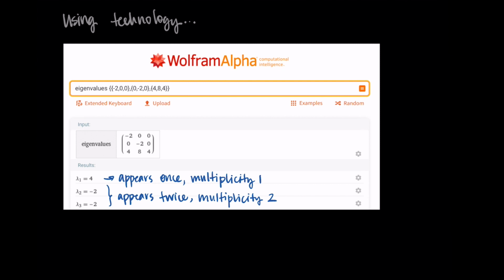And there you go. So for this 3x3 matrix, we were able to compute the eigenvalues by hand, but oftentimes when we get into these higher dimensional matrices, it's nice to have technology on our side to help us out to do the computations. That's it for this one.